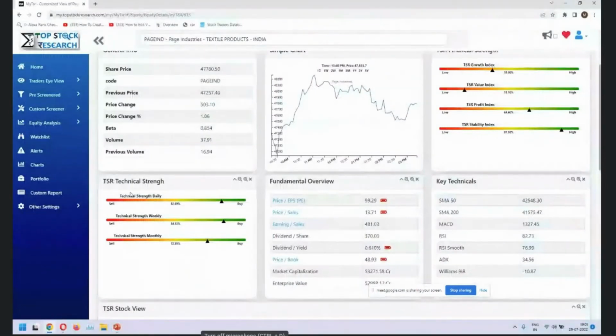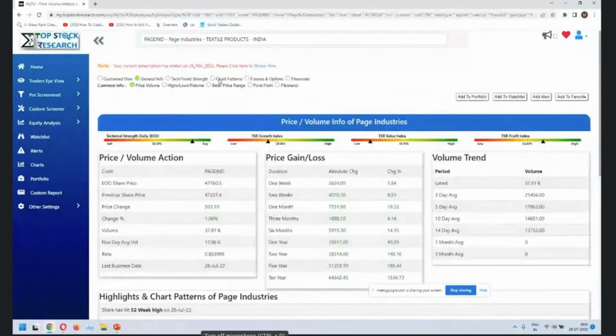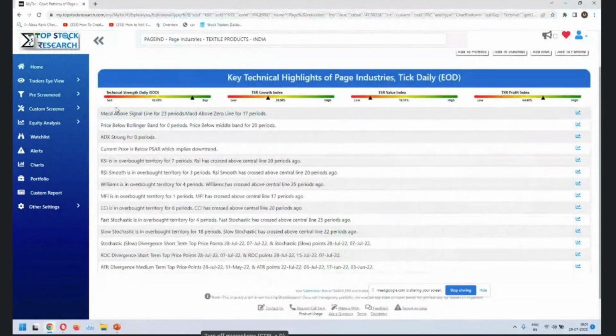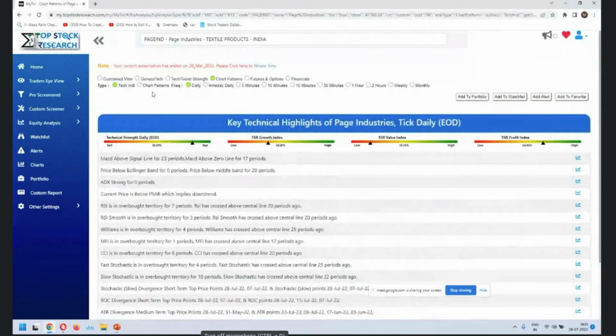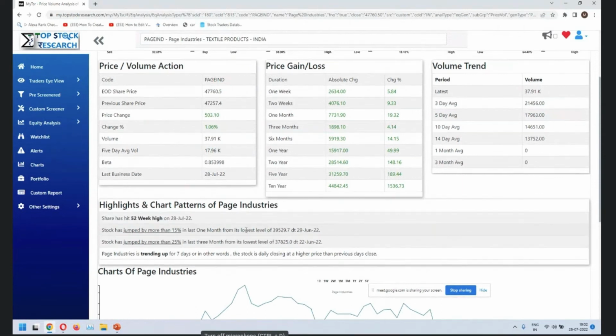Chart patterns, if you want to look at the chart patterns of this one, right? All the chart patterns which are formed on this. So it will give you both. It will give you 3 different views. General information, it will give you that, okay, share has touched 52-week high today. It is trending up by 7 days, right? It has jumped by more than 25% from its lowest level of 3 months, right? So some of the commentaries here.